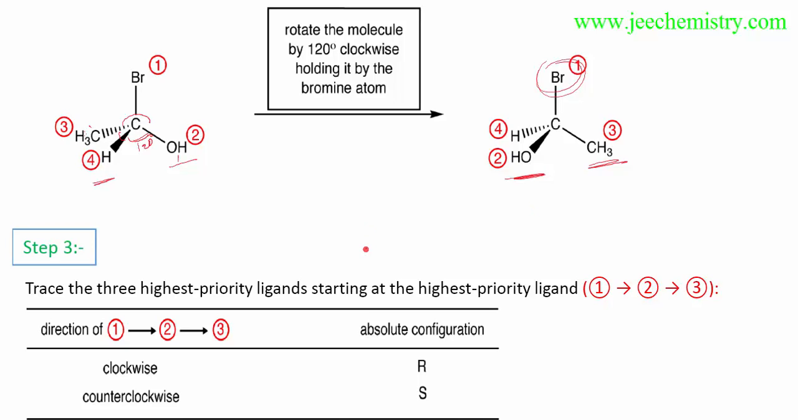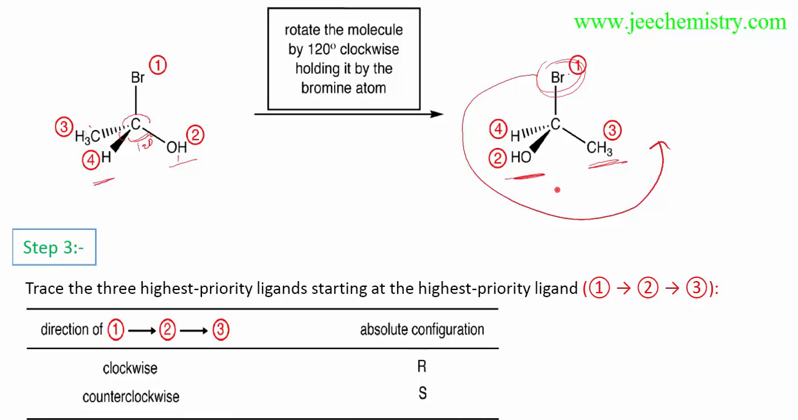For the RS configuration, if the groups 1, 2, 3 follow the order in the clockwise direction, we have to omit the lowest priority group. We don't consider the lowest priority group, meaning the fourth number group. Then 1, 2, 3 is following the clockwise order, or it is following the anti-clockwise order.